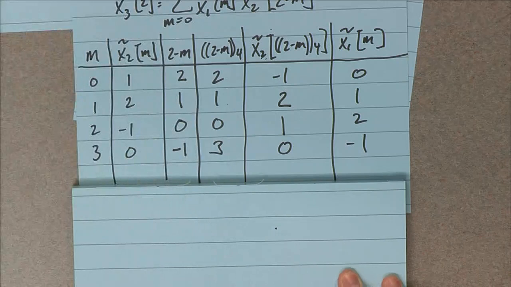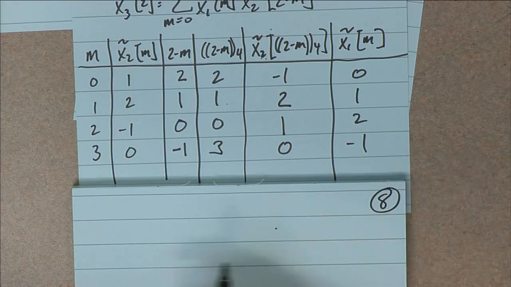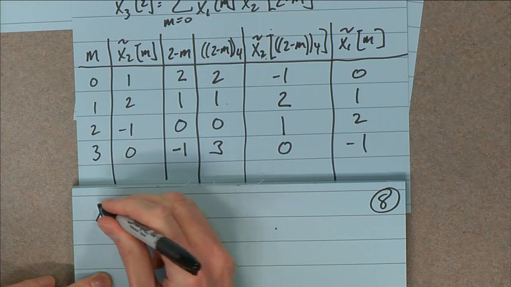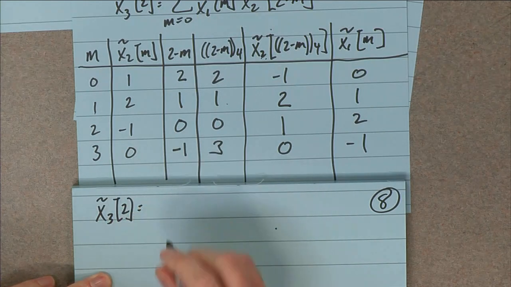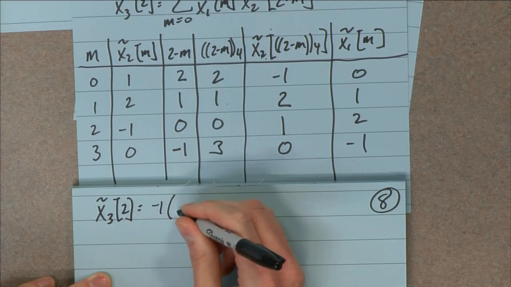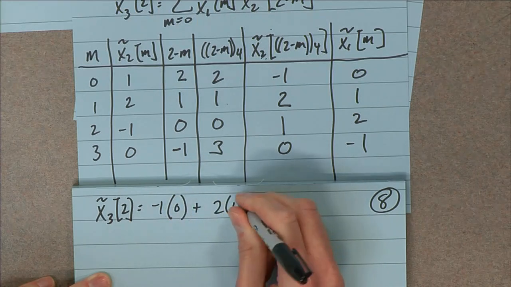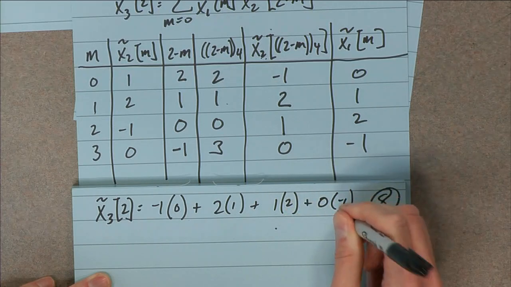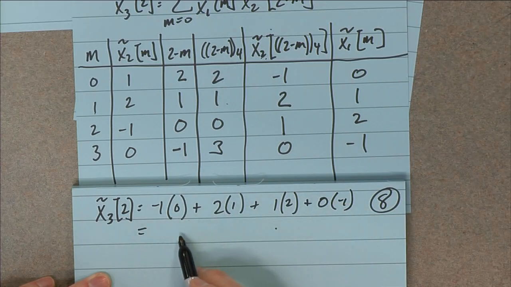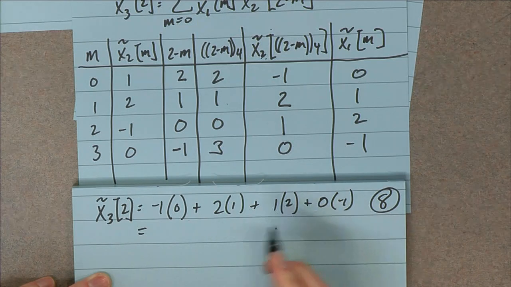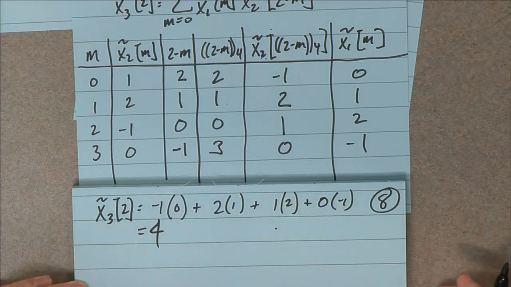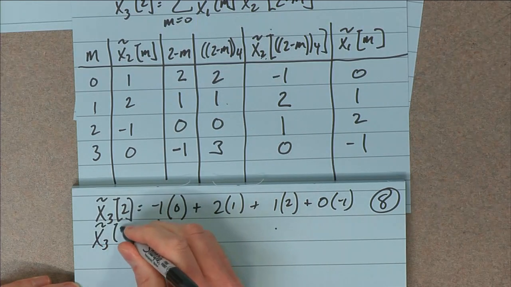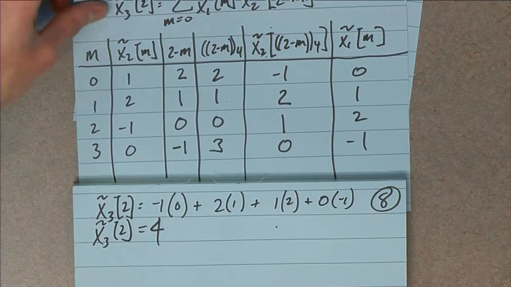So let's see if we can fit all this on one slide here. Say x3 tilde of 2 is minus 1 times 0, 2 times 1, 1 times 2, and 0 times minus 1, which should be, that's 0, that's 2, plus 2 is 4, 0 again. So x3 tilde of 2 equals 4.